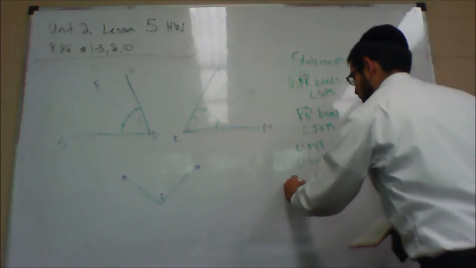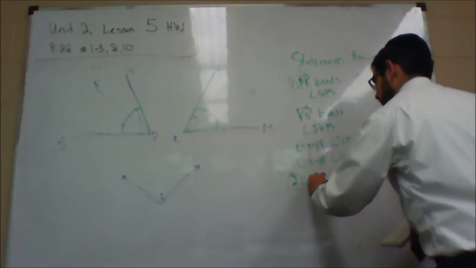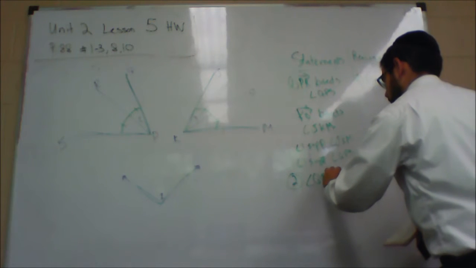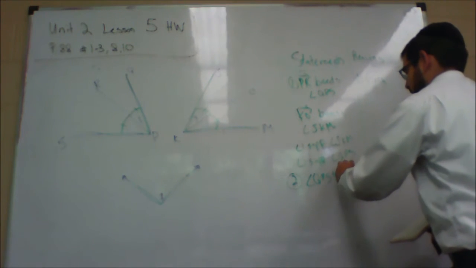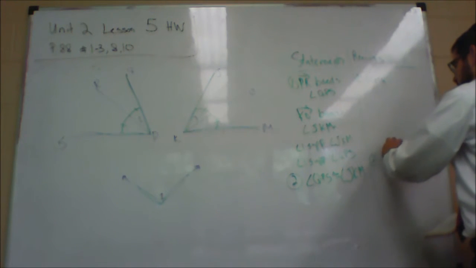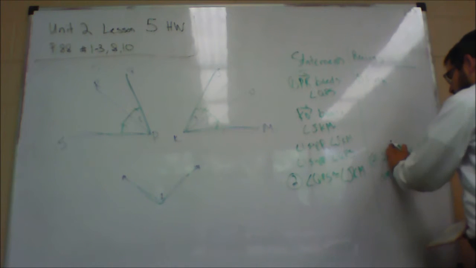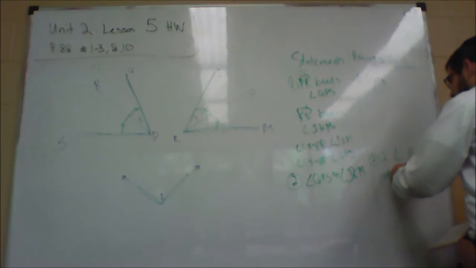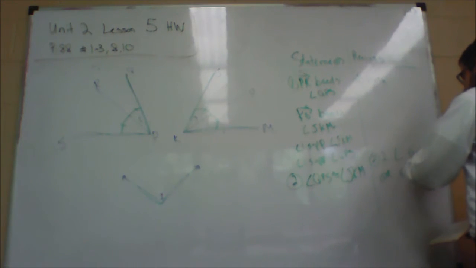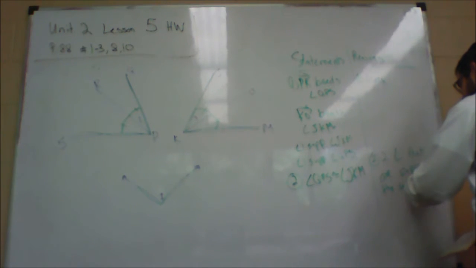So let's go ahead and say that now in our proof. I want to say that angle QPS must be congruent to angle JKM. And the reason for that is two angles that are supplementary to the same angle are congruent.